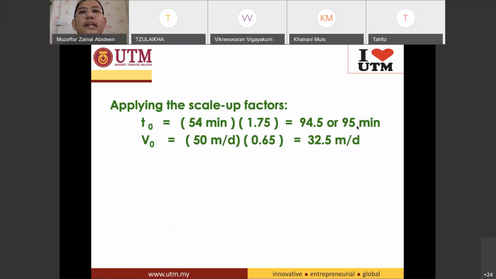Whether it will be given in the exam or not really depends on the lecturer who sets up the questions. Some lecturers are kind, they tell you the scale factor. Some lecturers may not be that kind, they assume students memorize it. So it's probably worthwhile for you to memorize the scale up factor for T and also the scale up factor for V naught.